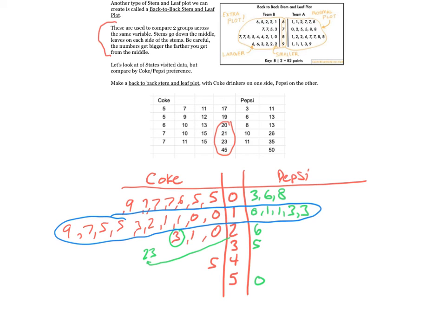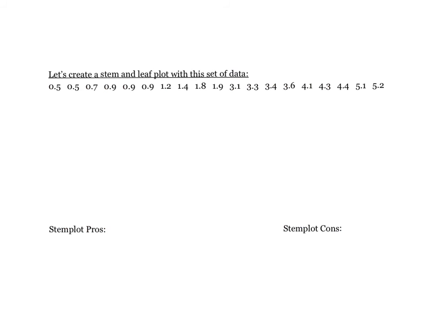Okay, so that's not a super interesting comparison to do like soda preference and states visited because they probably have nothing in common. It's more interesting to compare variables that do have something in common, which we will do later on in the course. So that's what you need to know for stem and leaf plots.